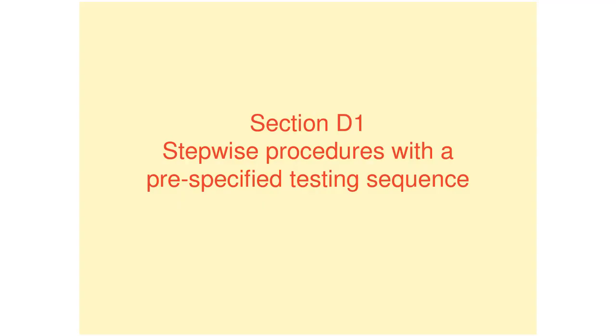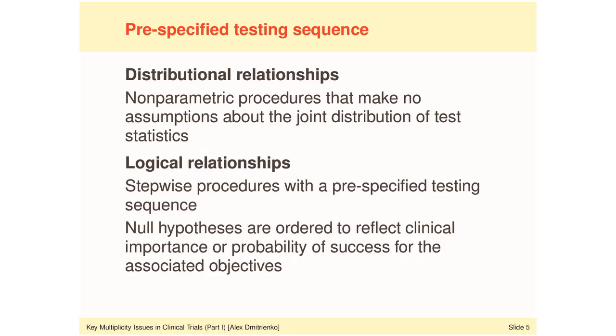Section D1, stepwise procedures with a pre-specified testing sequence. This is the only section included in this module. And before we get started, it will be very helpful to define the setting, the multiplicity problem that we're dealing with, and summarize the assumptions associated with this setting.